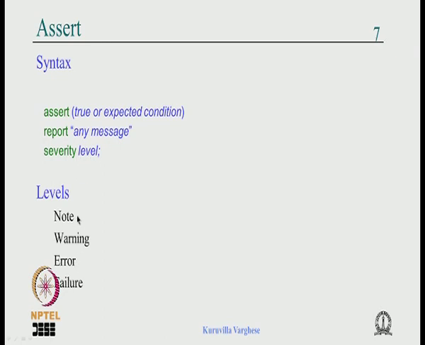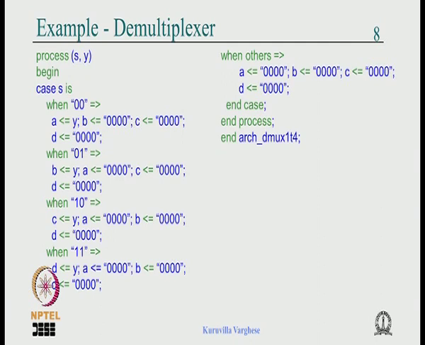For note and warning, it is just printed on the console, and for error and failure it just terminates the simulation process. So that is the syntax of assert. And then we started with examples. We have seen a VHDL code for a demultiplexer.